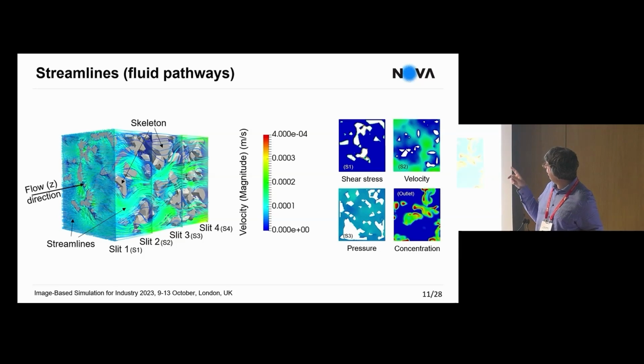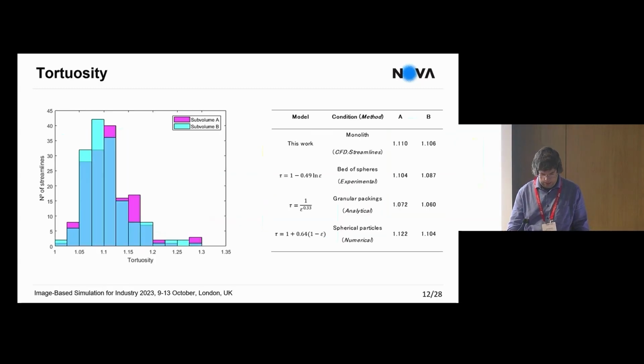And the shear stress is something extremely important for protein separations because basically proteins are shear sensitive. So above a certain shear stress, basically they denature. So it's very important to optimize the flow rate in order to achieve the best protein separation, the best protein purification before they denature. So from the streamlines, we calculated the tortuosity.